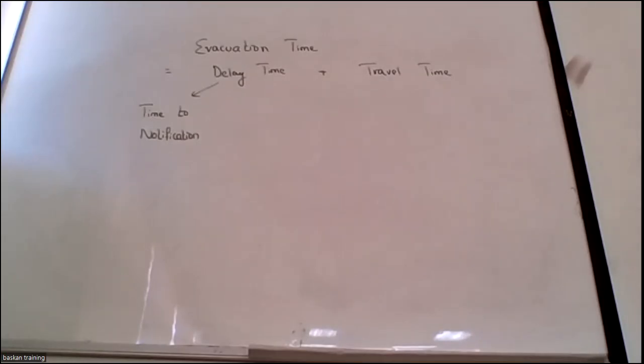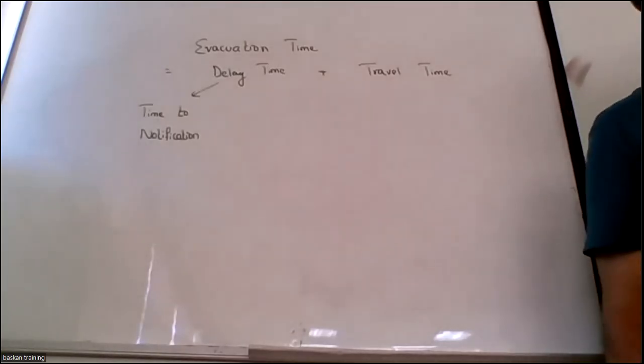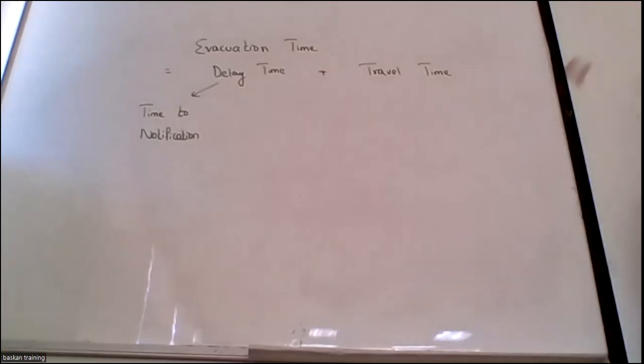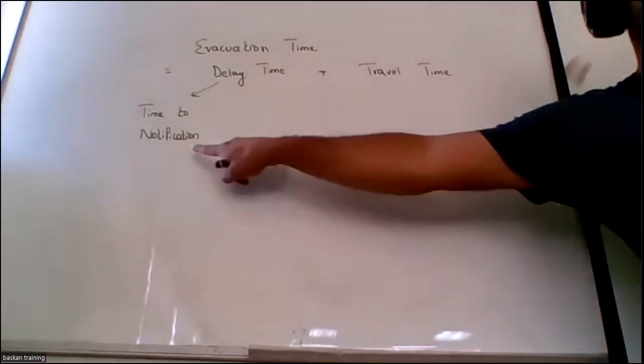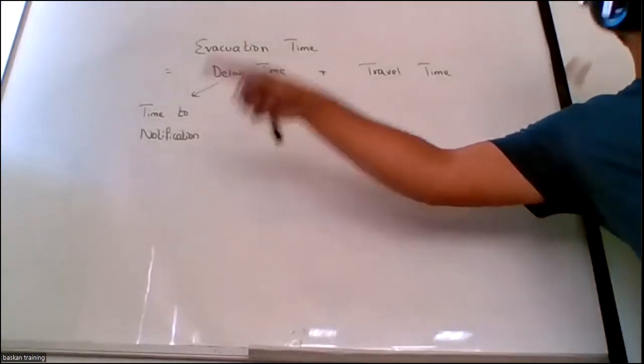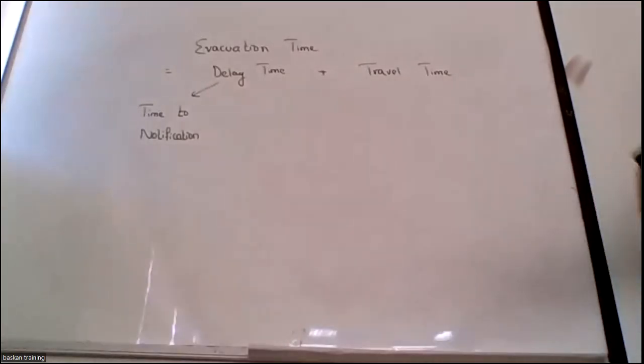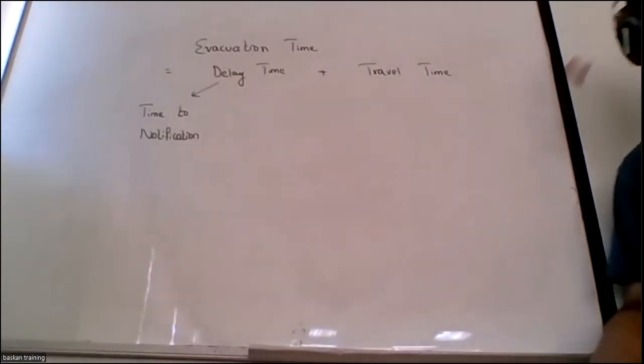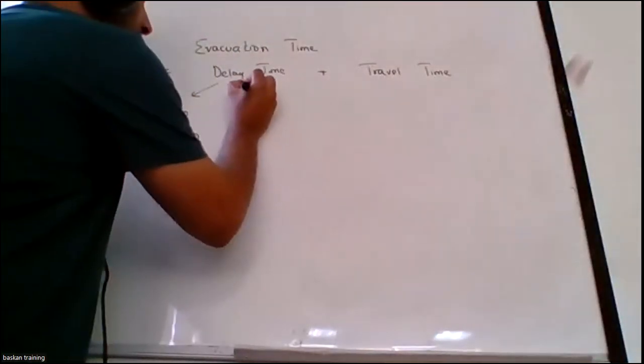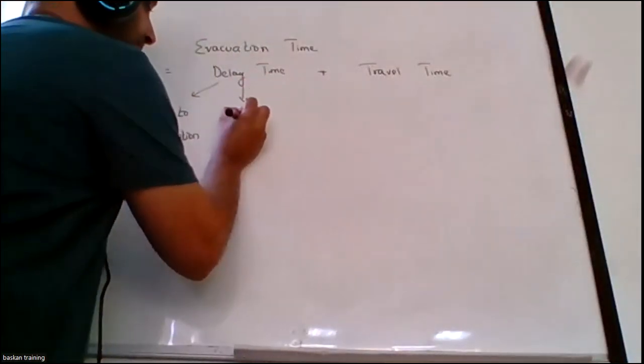So a good detector, meaning a properly maintained detector with a good response time, gives you a timely notification. A timely notification allows you a timely evacuation. So a delay in notification means a delay in evacuation, right? So time to notification is one of the models. The second model is the reaction time.